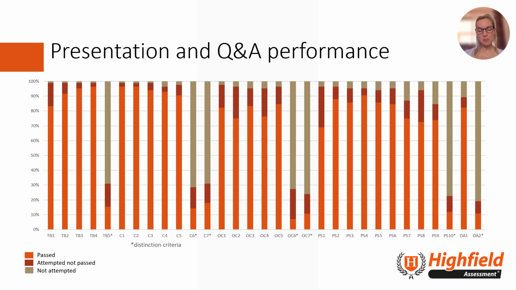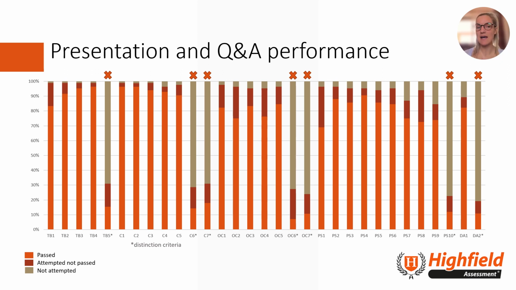So thinking about the presentation and Q&A performance then, we analysed the proportion of learner reports where learners had failed to pass the presentation and Q&A. For each assessment criteria, you can see the proportion of learners who have either passed, failed, or not even been able to attempt the assessment criteria. The high proportion of brown means that learners in the main did not have the opportunity to attempt the criteria.